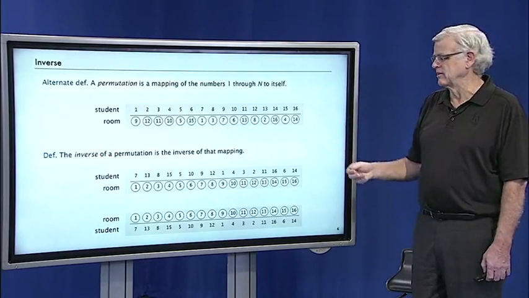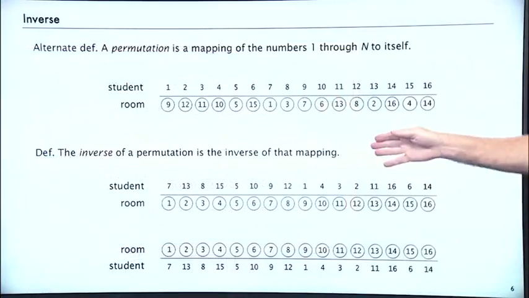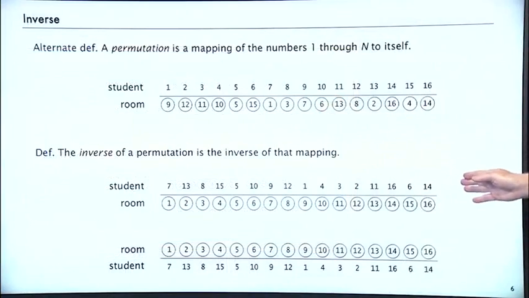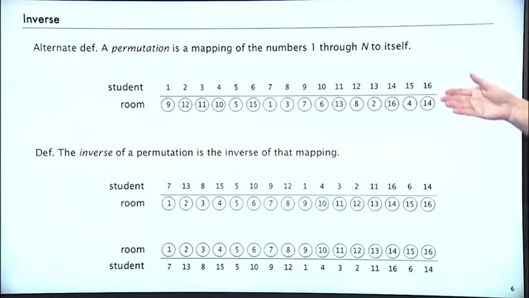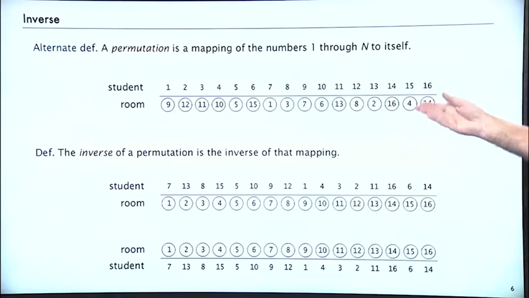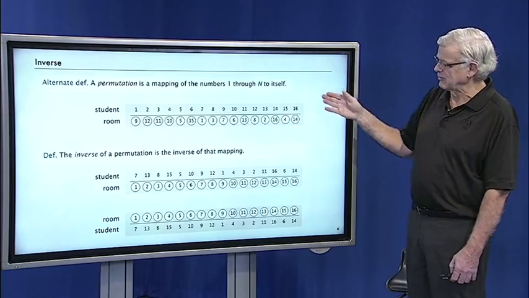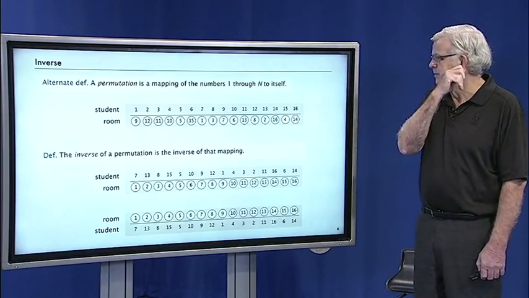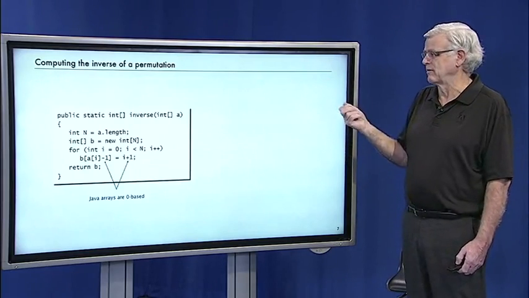One way to look at that is to rearrange the permutation table so that it's in order by the rooms, and then flip it. The permutation maps students to rooms. The inverse of that permutation maps rooms to students. So it says that room 1 has student 7 in it, room 2 has student 13 in it, and so forth, whereas the permutation told us which student was in which room. And there are lots of direct applications of inverse.